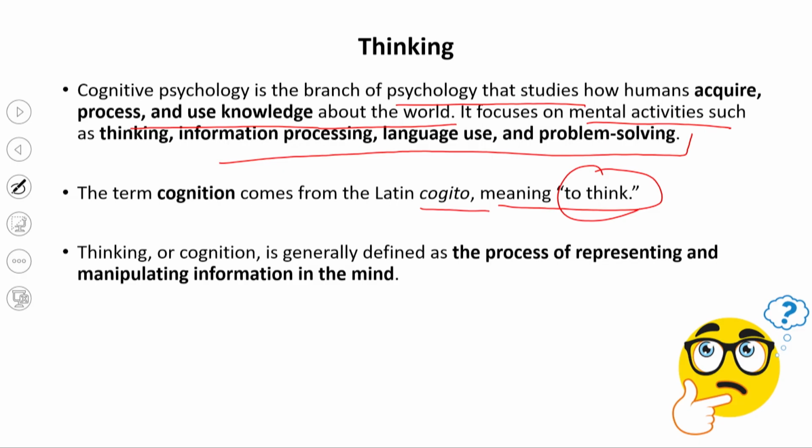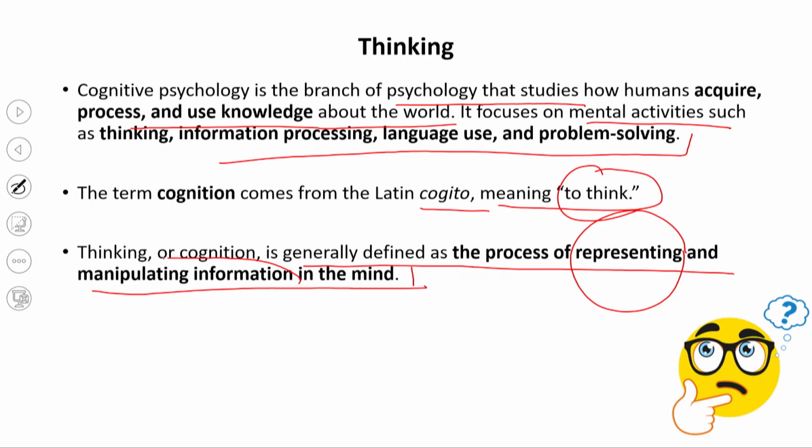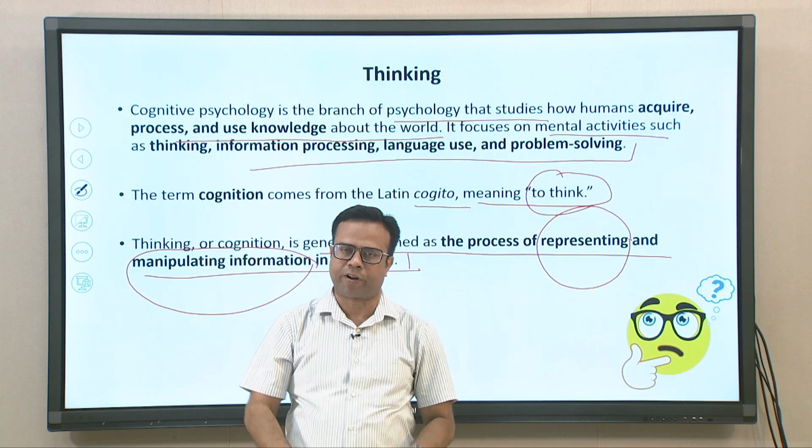Thinking, many times used as a synonym to cognition, is generally defined as the process of representing and manipulating information in the mind. There are two important aspects to this definition. It is a process. When we think, it is a process. One aspect of it is representing and another is manipulating information. We represent certain information in the mind and then we manipulate that information. So, the process of thinking involves these two important aspects.